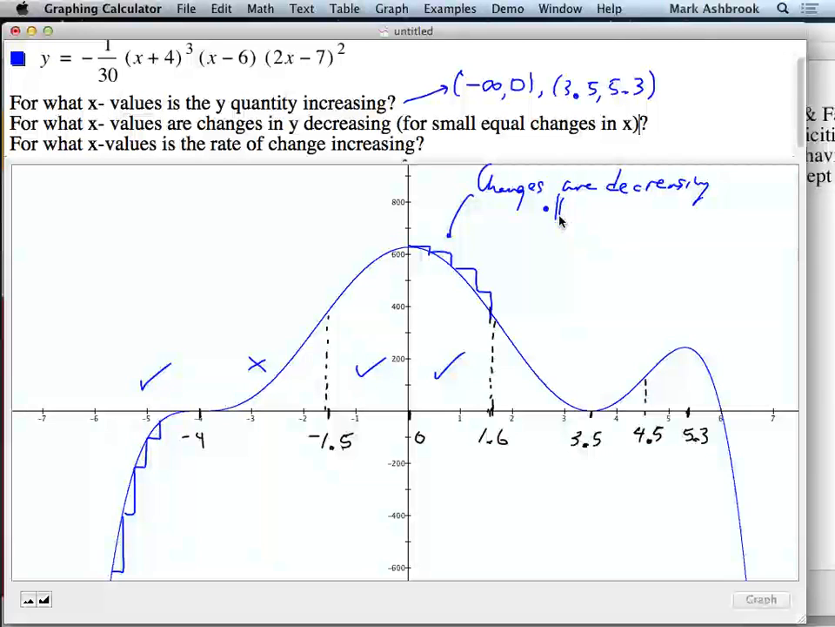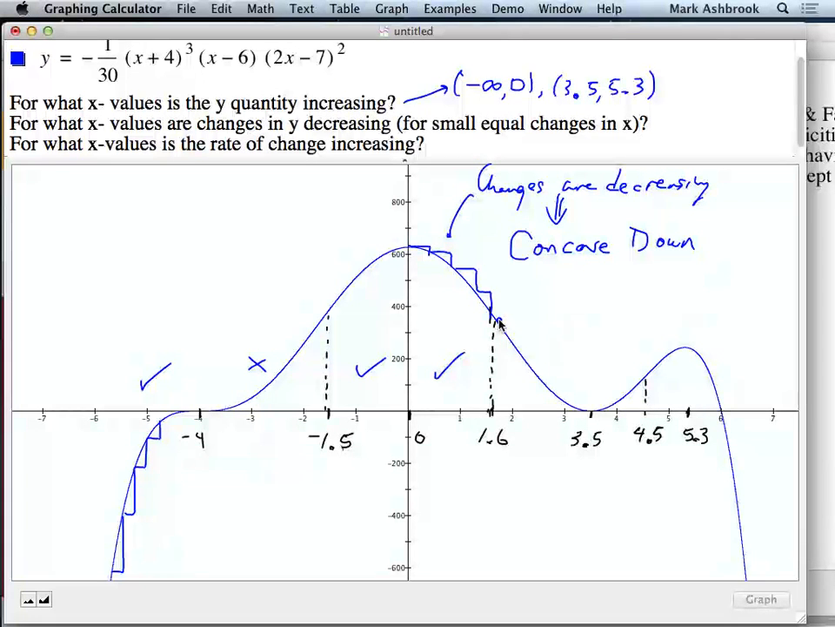Changes are decreasing means the graph is concave down. Wherever it's concave down, the changes are decreasing, whether they're becoming less positive or more negative. Okay? So this part through here, all the way from 1.6 to 4.5, the graph is concave up. Therefore, the changes are increasing.